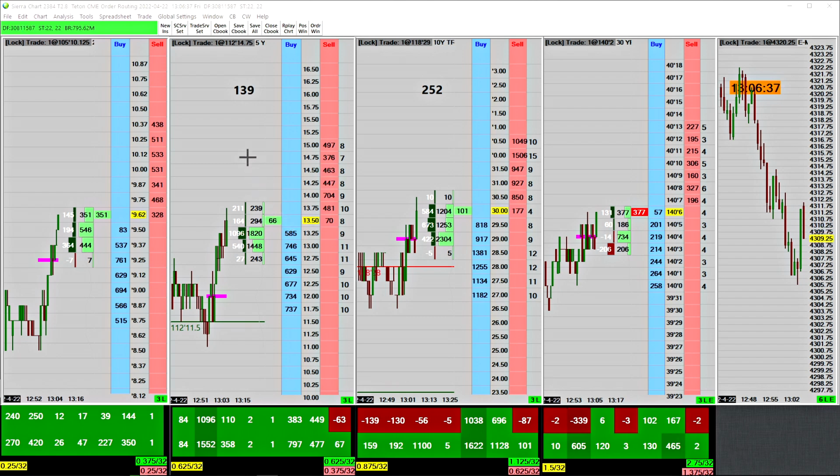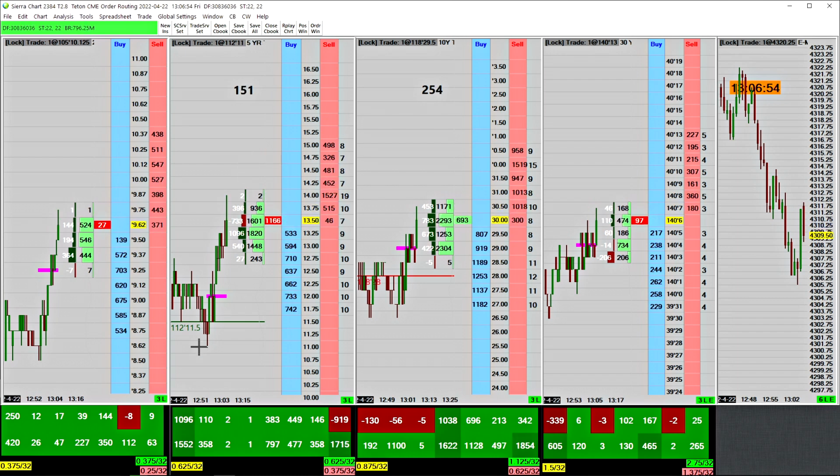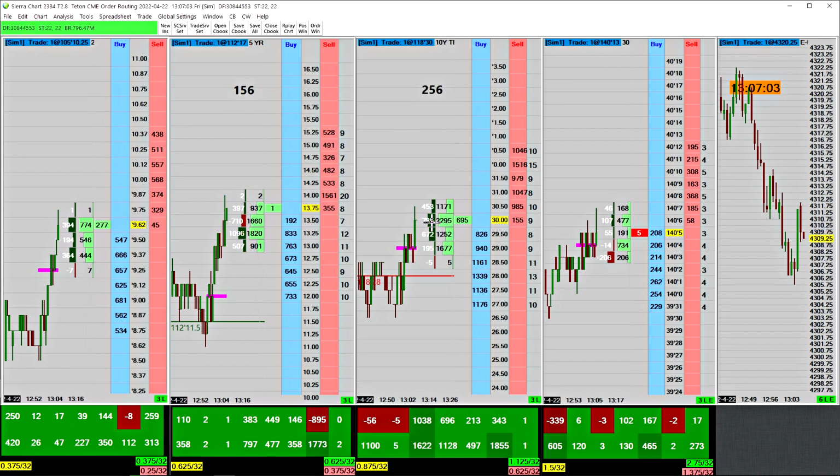So I often get questions from viewers and they say, hey bud, how do you make your chart? This is a really nice chart you got there. I like the way you've got the chart bars here, and then you have a trading DOM here, and then you can place orders as many times as you want. And I had the trading locked there. You might as well just go on trade simulation mode.